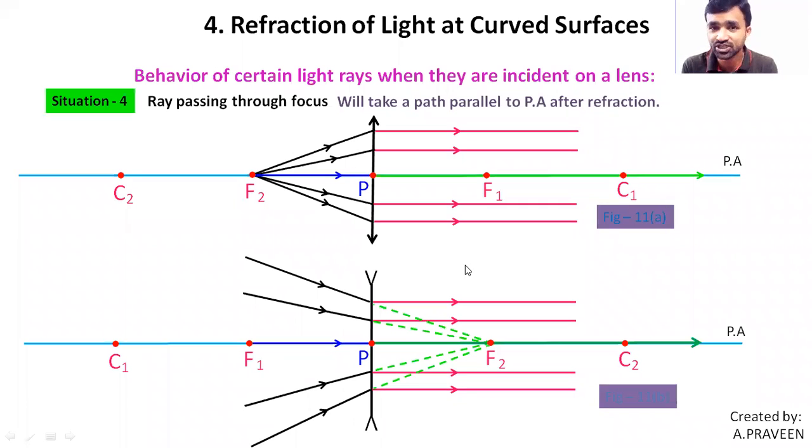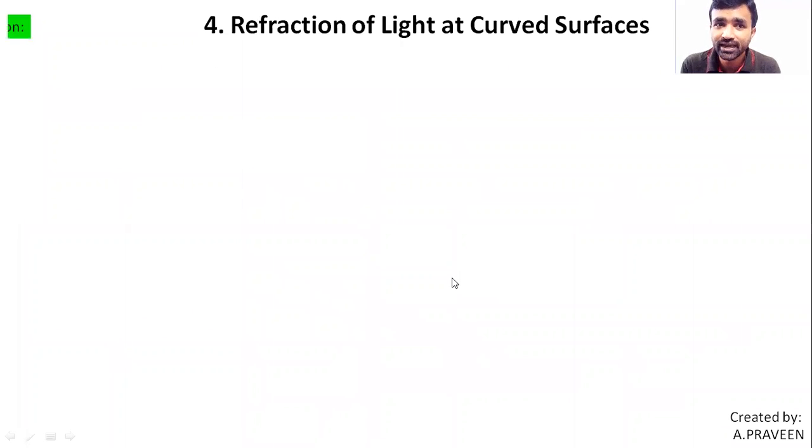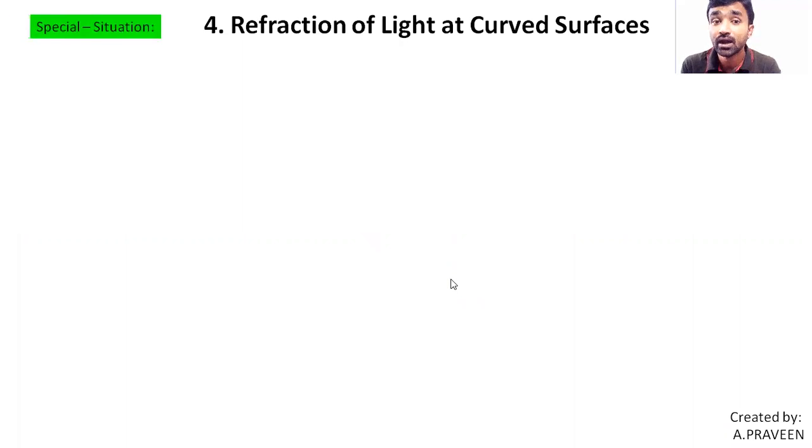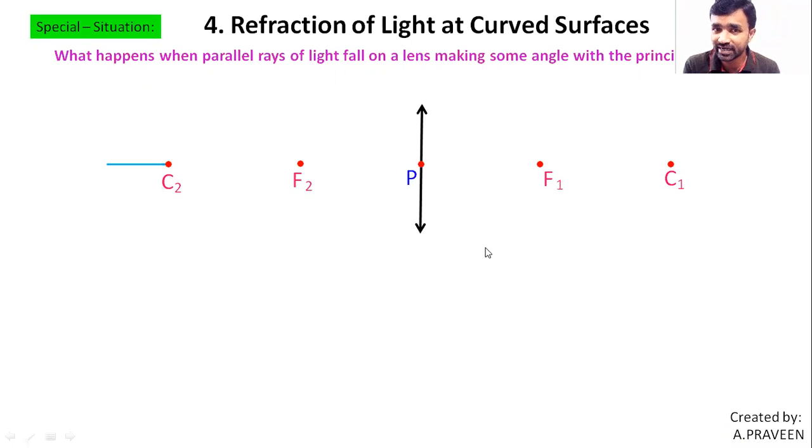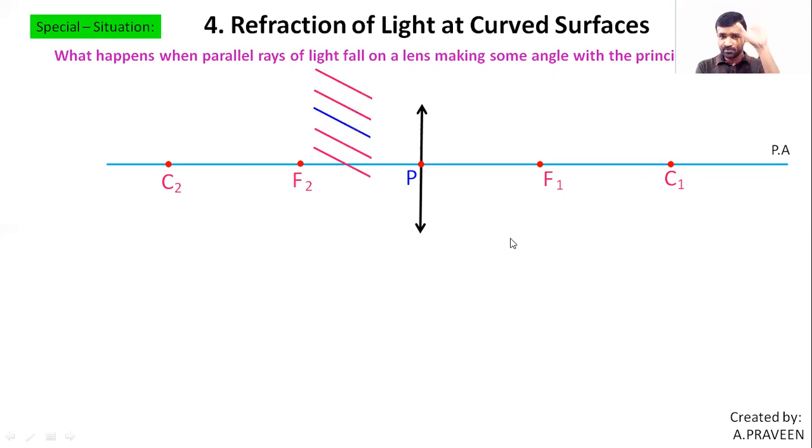Then one special situation is there. That is a parallel beam of light rays, but not parallel to the principal axis, making some angle with the principal axis. What is this, sir? Simply you can see by drawing the diagram here. Look at here. What is the condition applied? A parallel beam of light rays, but not parallel to the principal axis. It is making some angle with the principal axis. Is it making an angle with the principal axis or not?